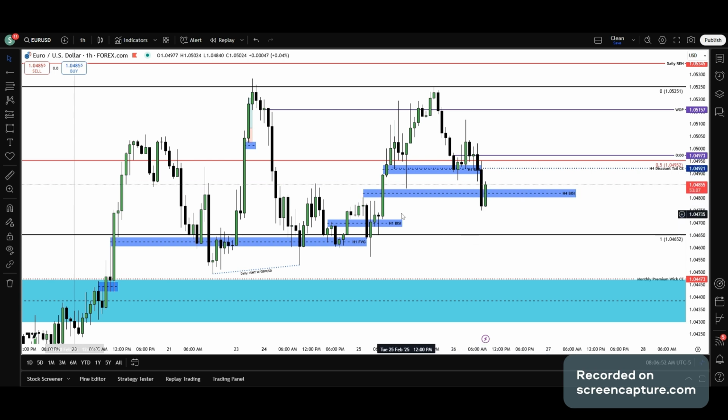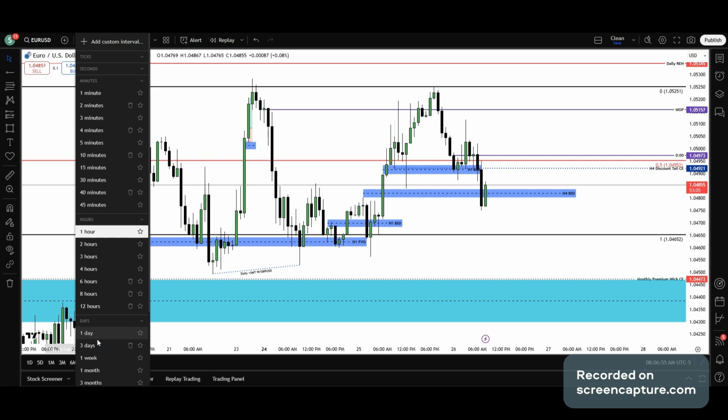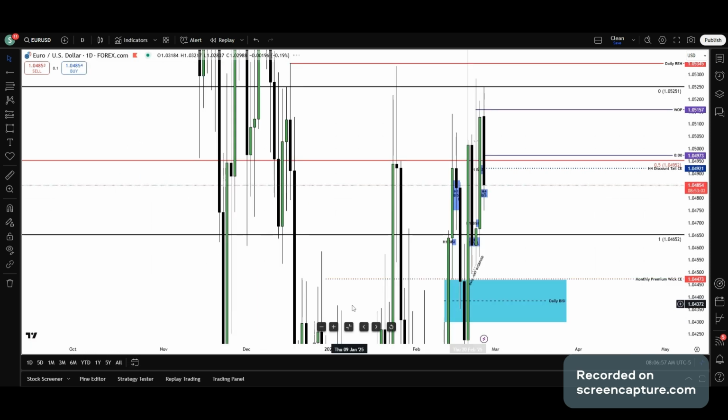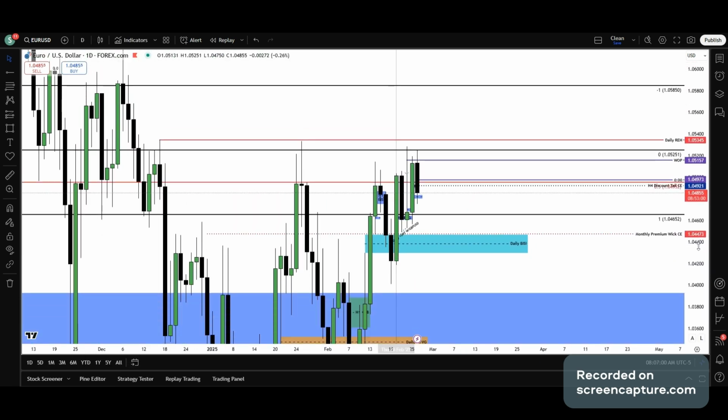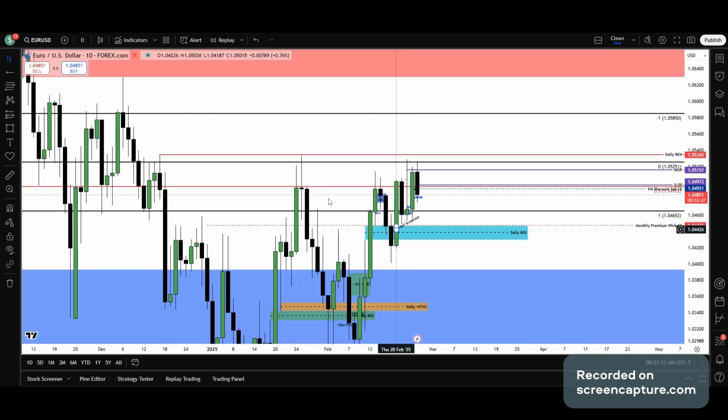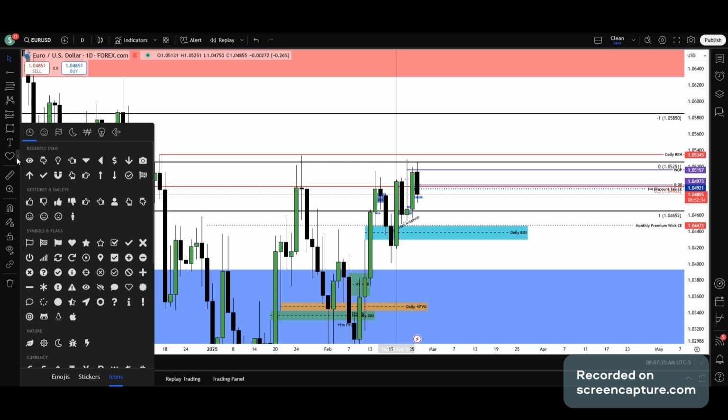Now, with euro dollar, go out to the daily. So these daily relative equal highs right here. I've been talking about those daily relative equal highs for a couple of weeks now. It may have been about a month. And I've been looking for those highs to be a magnet for price to go higher. I'll find our magnet here.